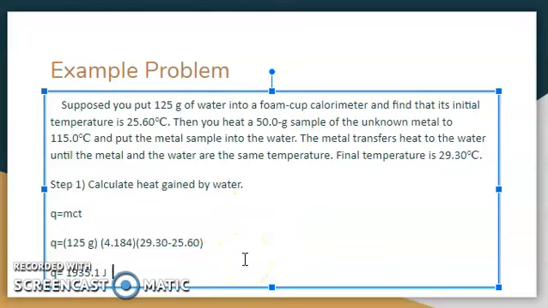Now, the heat absorbed by the water is transferred from the metal. So basically, the heat absorbed by the water is equal to the heat lost by the metal. Q gained by water is 1935.1 joules, and because it is lost by the metal, for the metal it's a negative 1935.1 joules.